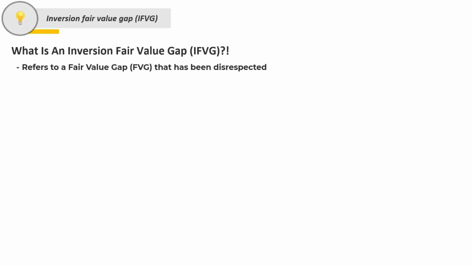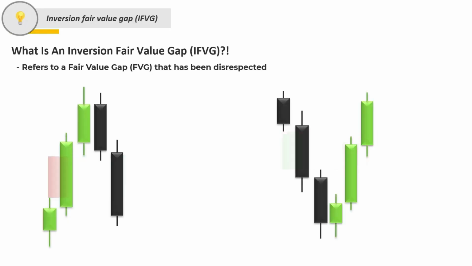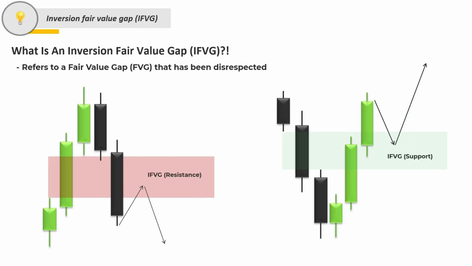An IFVG forms when price completely disrespects a regular fair value gap, meaning instead of reacting to it, price breaks through it and closes beyond it. When this happens, the original fair value gap flips its role and often becomes a new support or resistance zone, depending on the direction of the breakout.